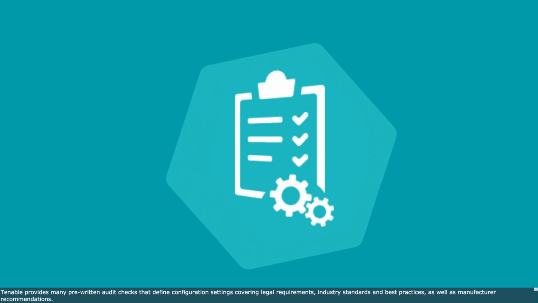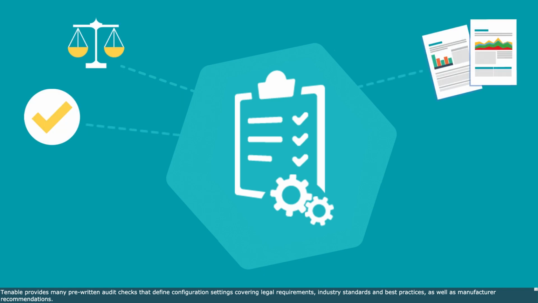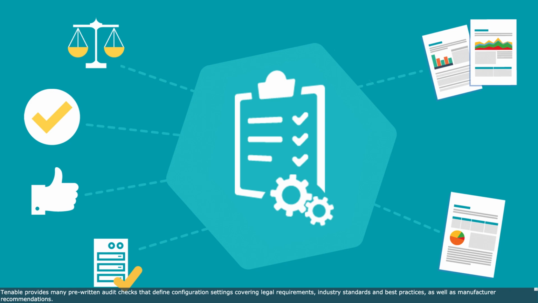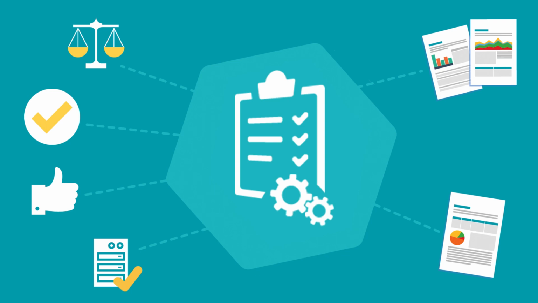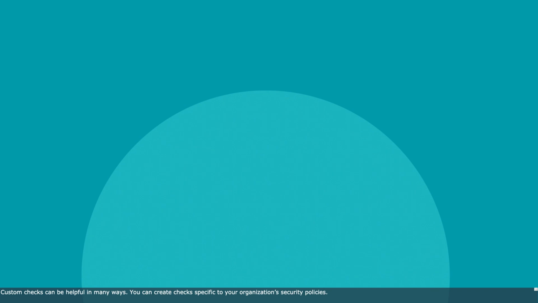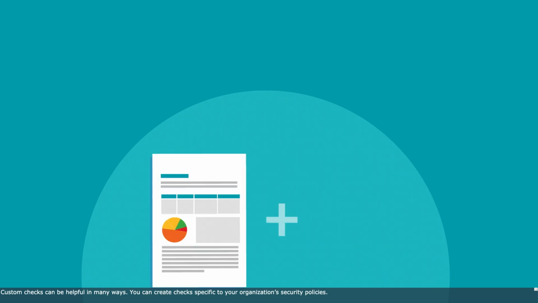Tenable provides many pre-written audit checks that define configuration settings covering legal requirements, industry standards, and best practices, as well as manufacturer recommendations. You may customize these checks to suit your needs or create your own. Custom checks can be helpful in many ways. You can create checks specific to your organization's security policies.